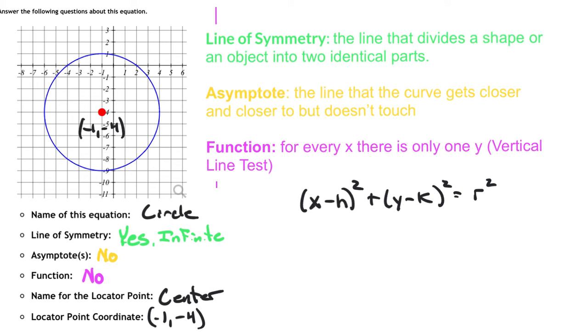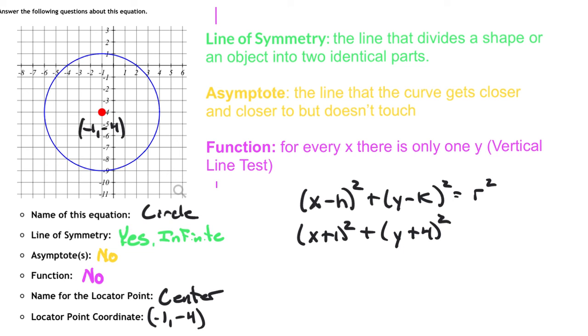So as you write your equation, you're going to do x plus 1 inside the quantity squared for the x value, and you add to it y plus 4 for the y value. That's the thing that a lot of students miss, is that you have to do the opposite of whatever this value is when you're writing your equation.